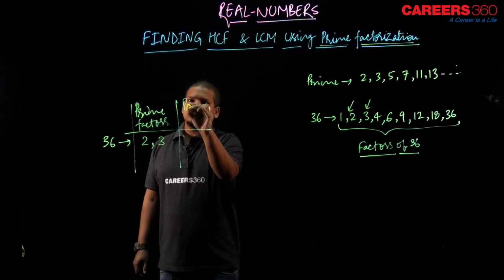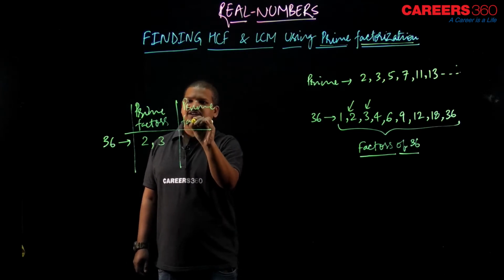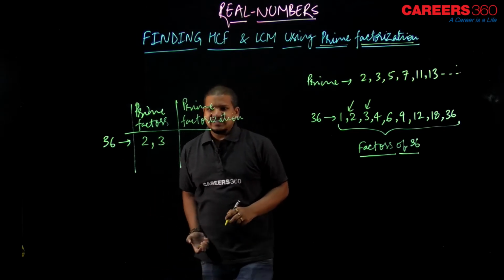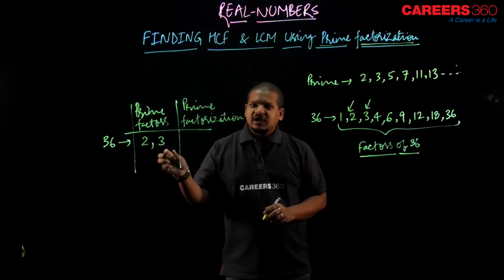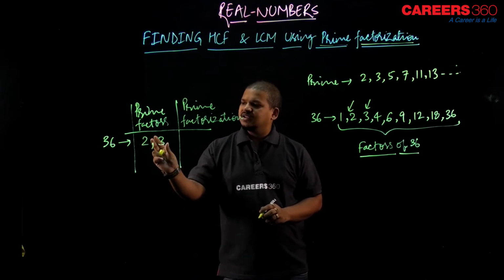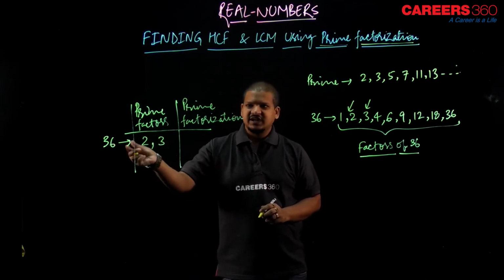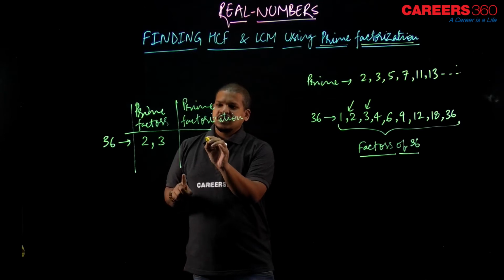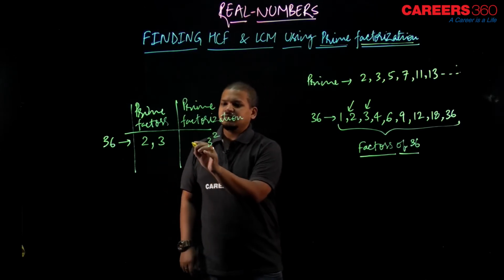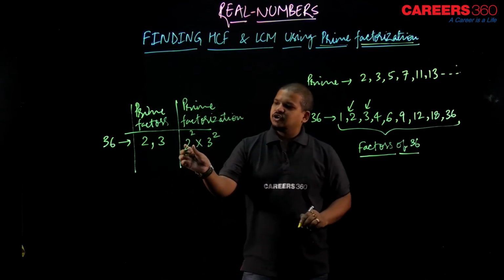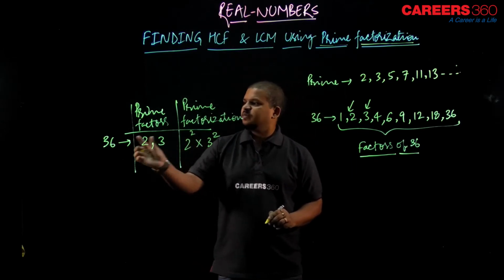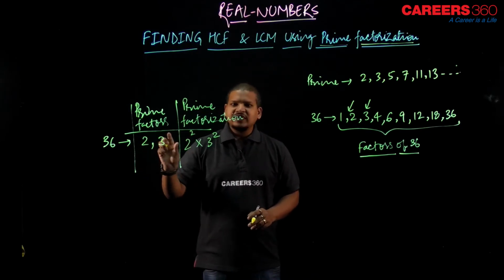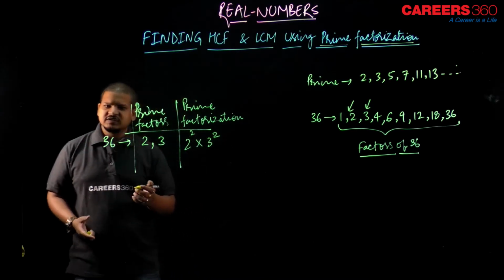But if I talk about prime factorization, then I am saying how many times I take 2 and 3 to make up 36, right? For example, I know 36 is 9 into 4. 9 is nothing but 3 square and 4 is nothing but 2 square. So if I multiply 2 square into 3 square, then it will become 36, and that's how prime factorization is done.